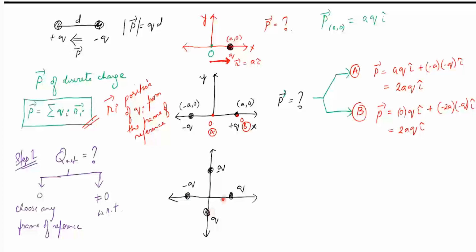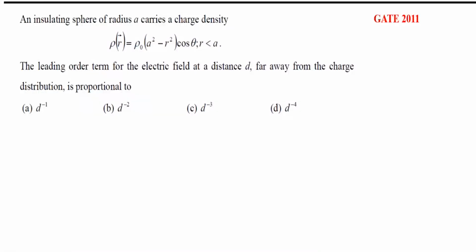Okay, now this one, can you calculate? What is the net charge here? 0. So you can calculate with respect to this point or this point or this point, and the answer will be the same. All right. Okay, I think we have done enough of this one. Let us go to the numerical.